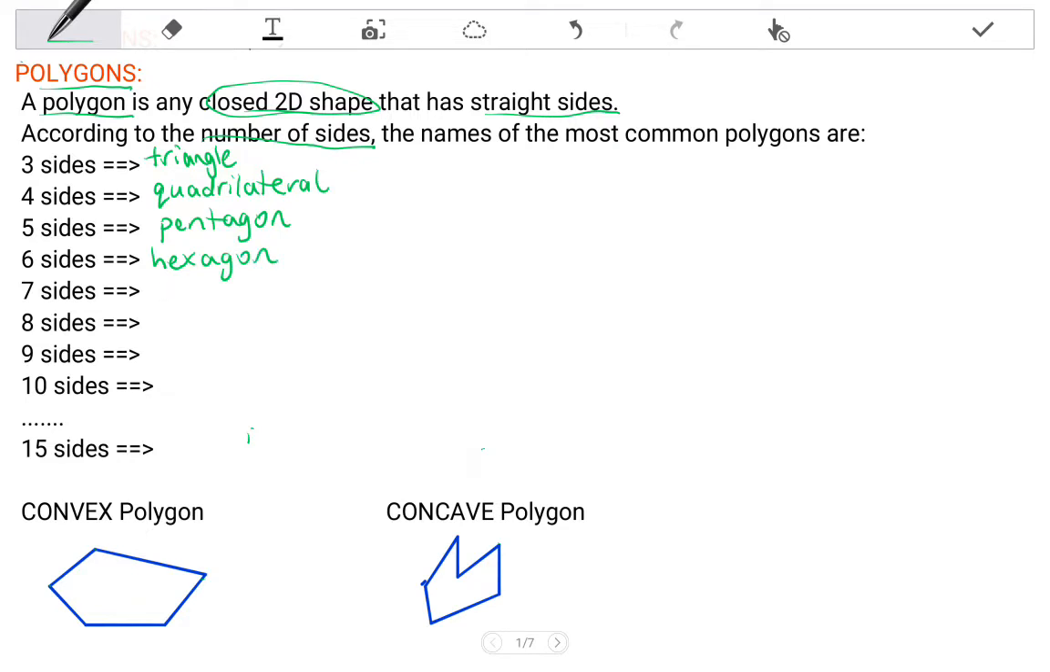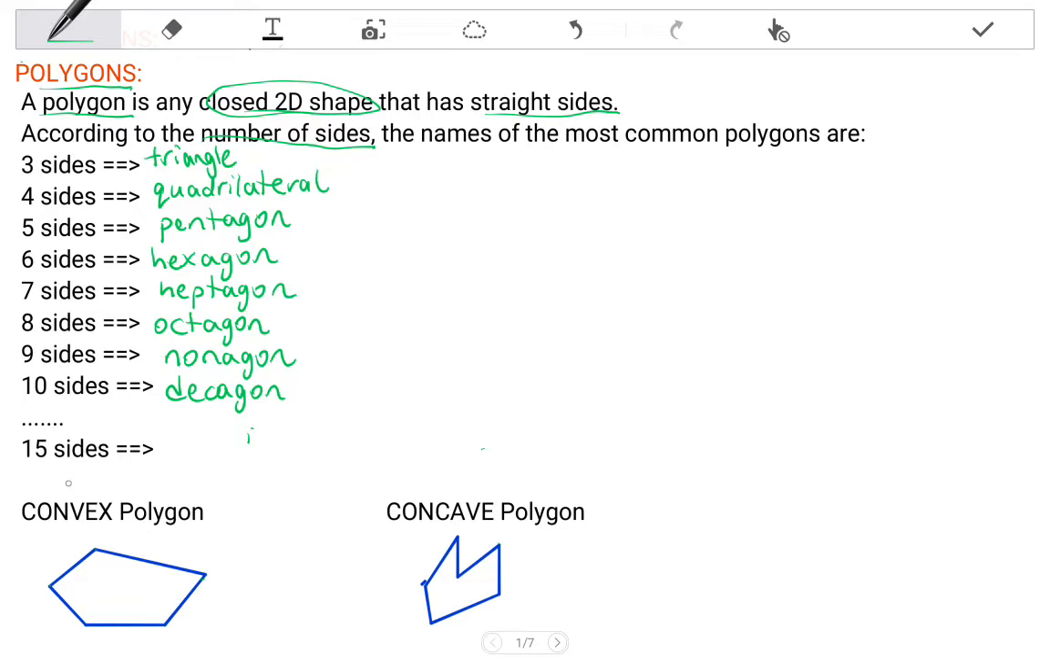Seven-sided polygons are called heptagons. Eight-sided polygons are called octagons. Nine-sided polygons are called nonagons. And 10-sided polygons are called decagons. Okay, you have to remember those names with the corresponding number of sides.